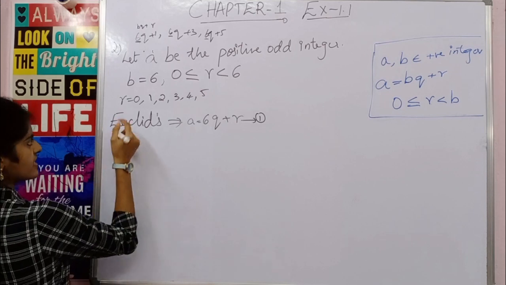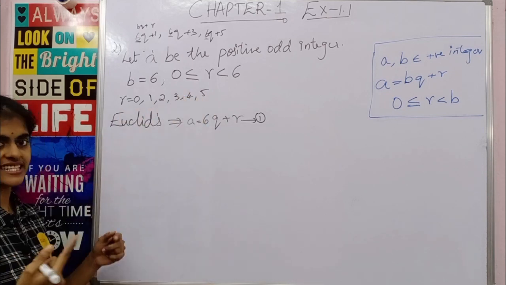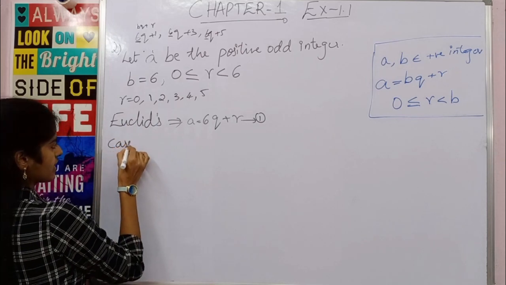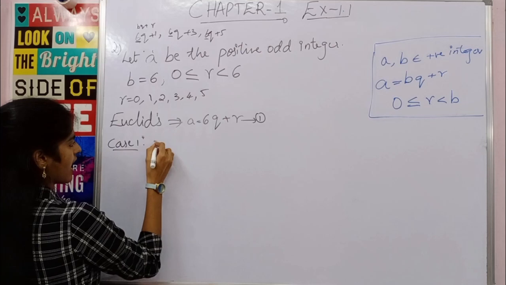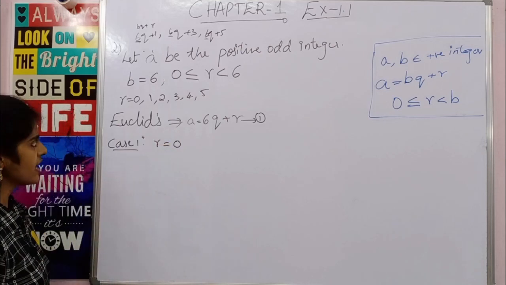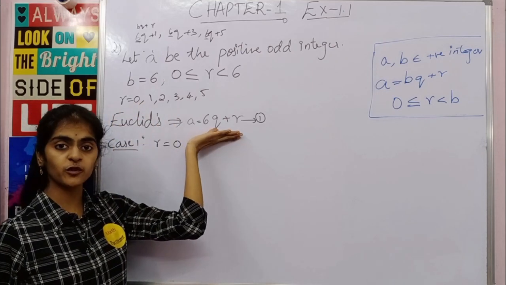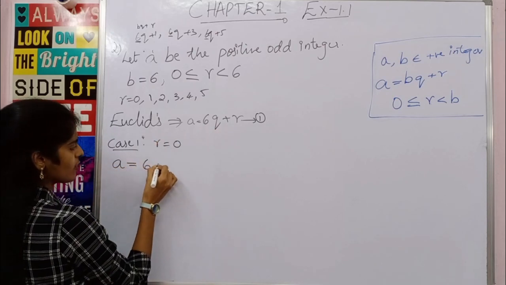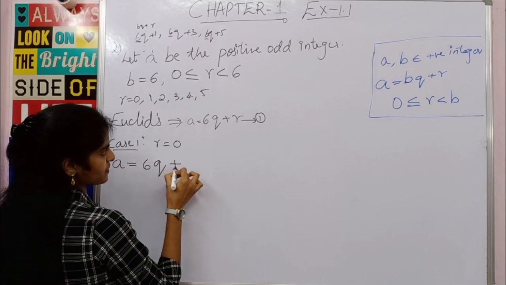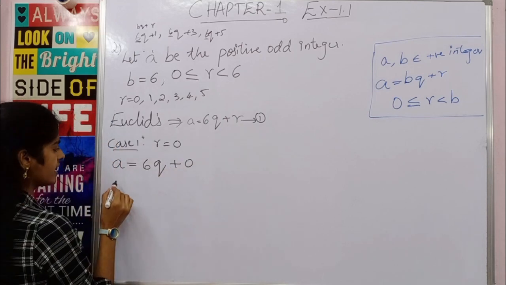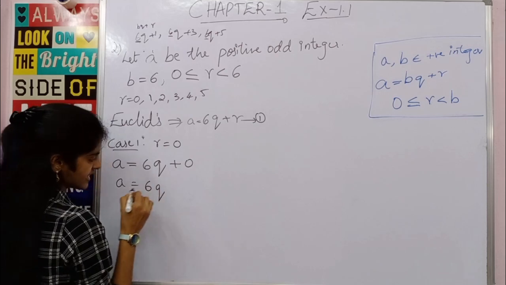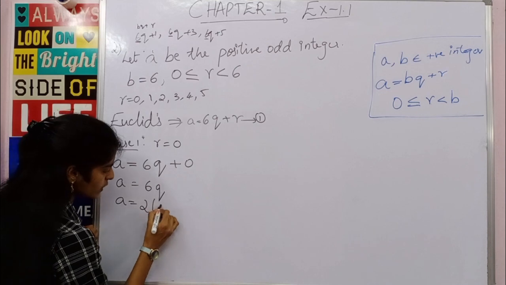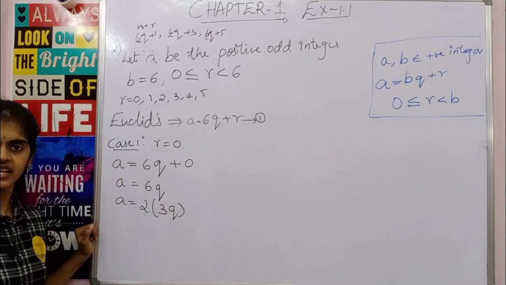Since you have r as these values, let us write each of it in different cases. Case 1: let us take r as 0. When r is 0, what happens to this Euclid's division lemma? Equation 1 will become a is equal to 6q plus r, and r is 0, so a equals 6q. Now you can write this as a is equal to 2 into 3q, right?